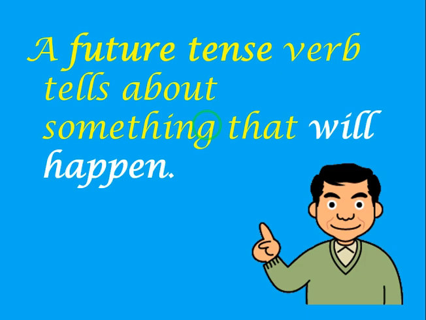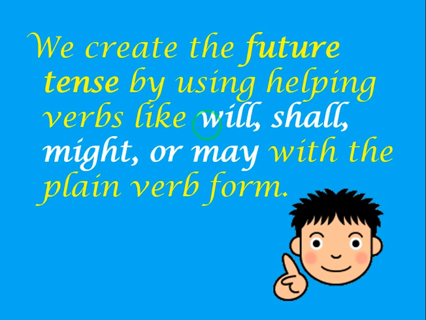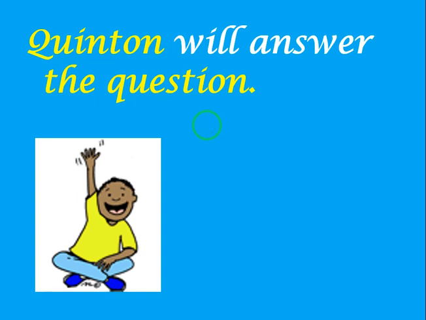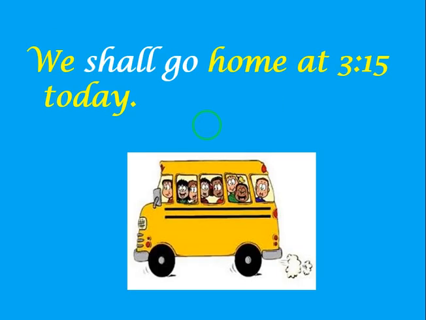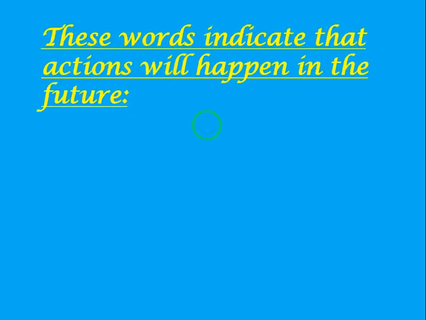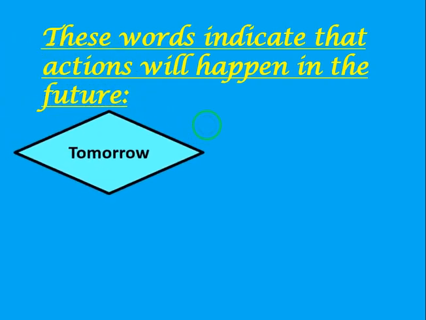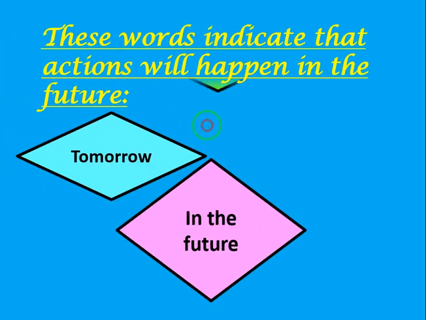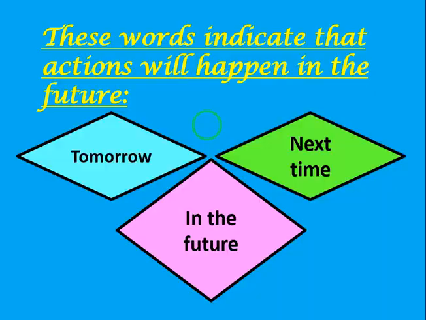A future tense verb tells about something that will happen later on. We create the future by using will, shall, might, or may with the plain form, or the simple form, of the verb. Quentin will answer the question. It's in the future. We shall go home at 3:15. These words show future: tomorrow, in the future, or next time.